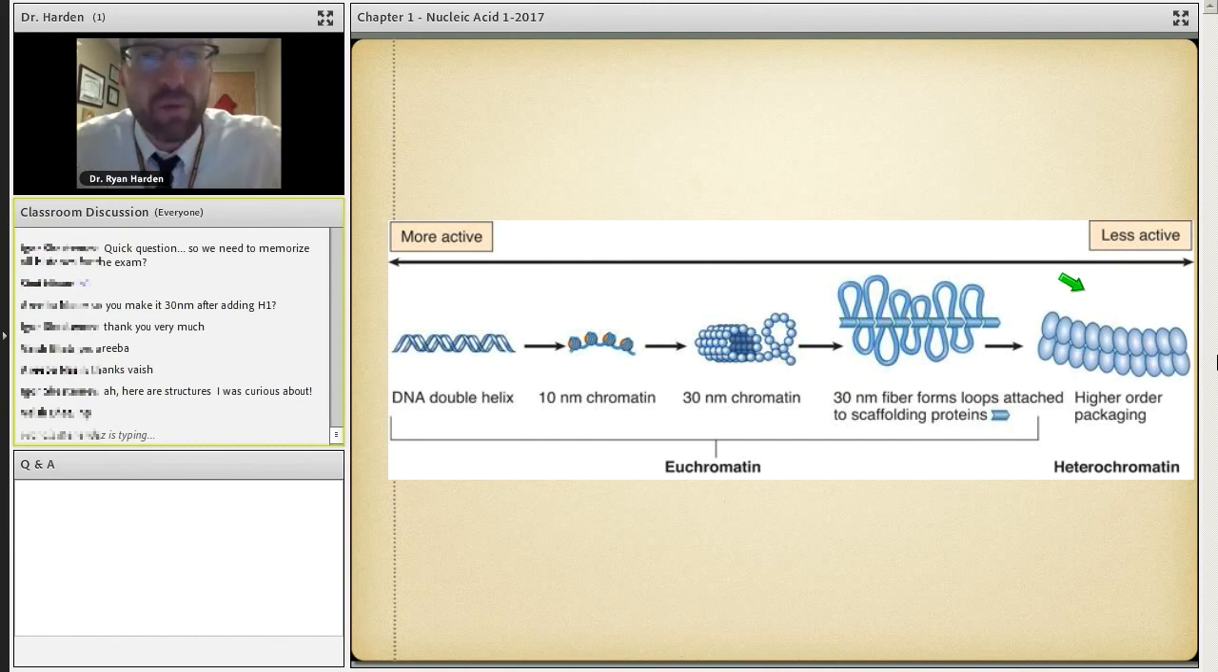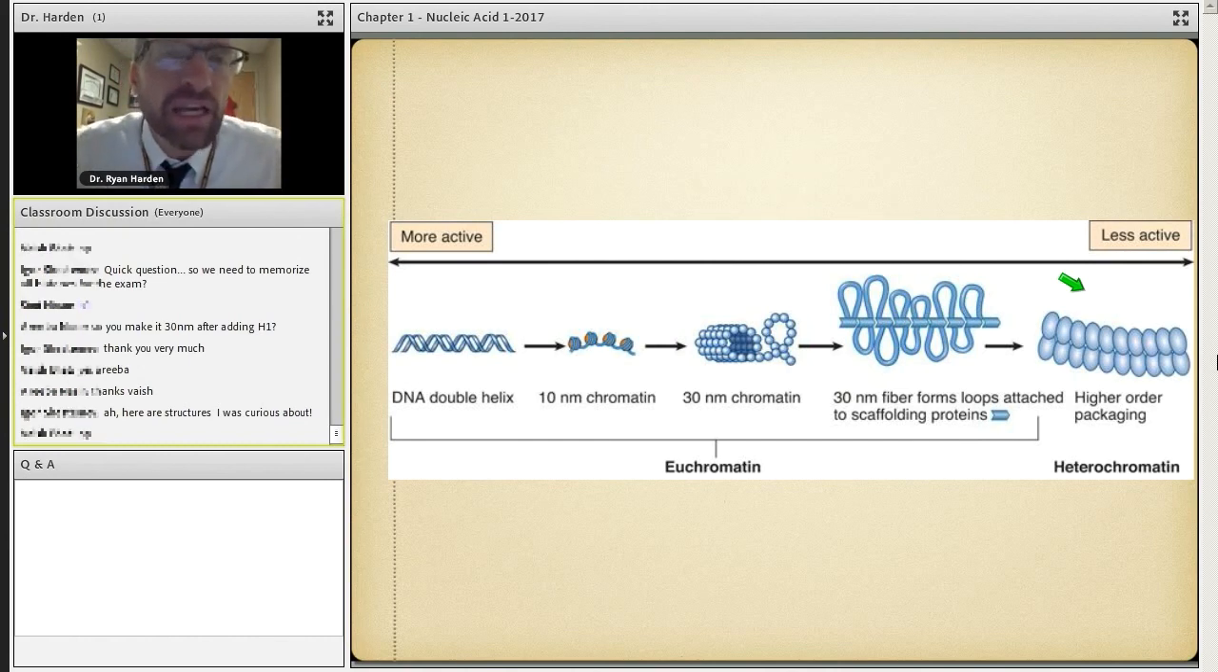But here's what I want you to remember, students. Just remember that it's a little bit more complex. In reality, the structure of DNA in 3 dimensions is a little bit more complex than 30 nanometer chromatin.